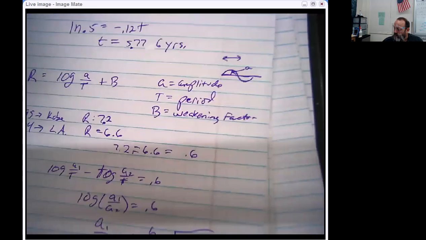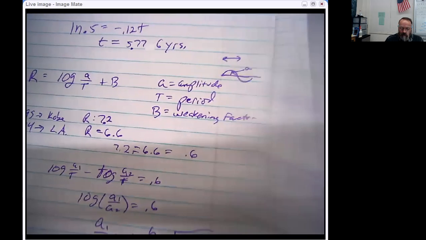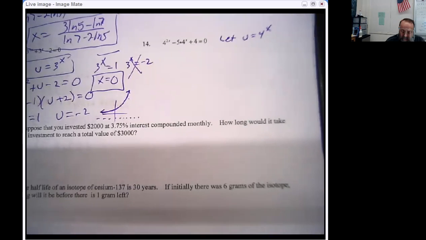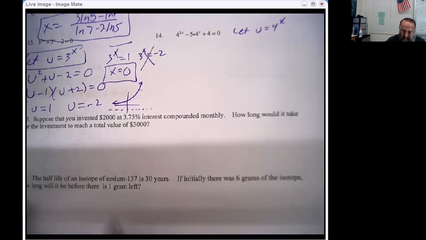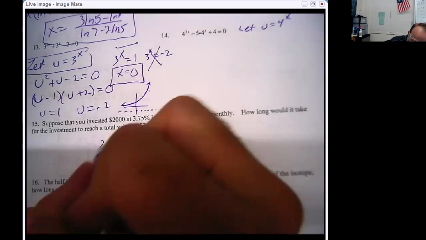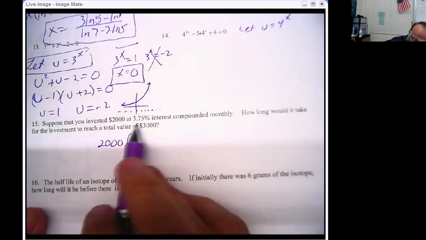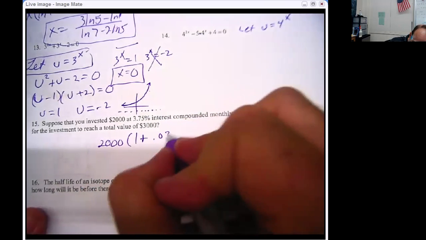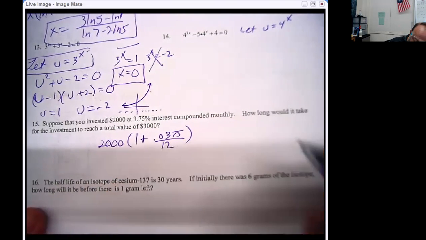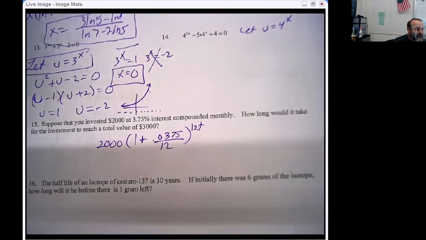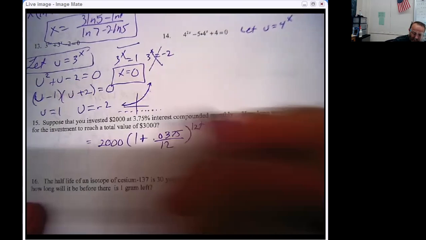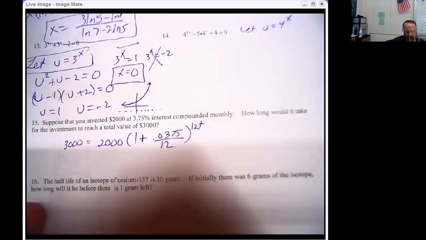So let's pop out this thing real quick here. We'll just do one together and then I'm going to pass out what I have for you guys today. So suppose that you invested $2,000, invested at 3.75%, compounded monthly. Now, I did go over that because this is the first problem where it literally says I'm talking about the year, but we're going to give you little bits and pieces. How long will it take for you to reach $3,000?